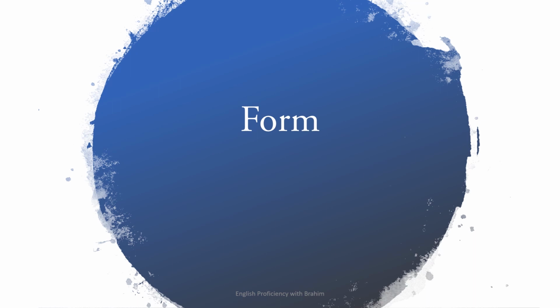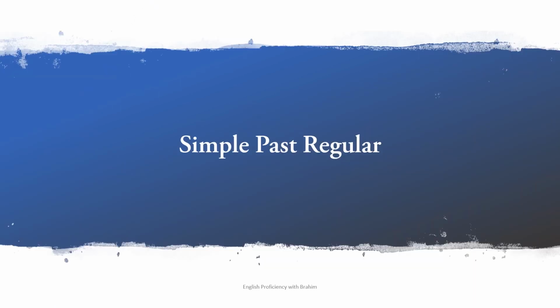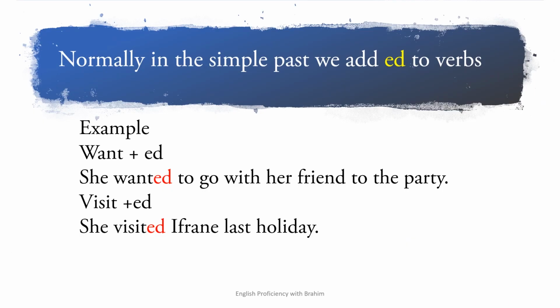So we have the form, simple past, regular. Normally in the simple past we add ed to verbs. Example, want, so we have ed. She wanted to go with her friend to the party. Visit, also we add ed. So she visited a friend last holiday. So these are regular verbs, and with these regular verbs we just add ed.